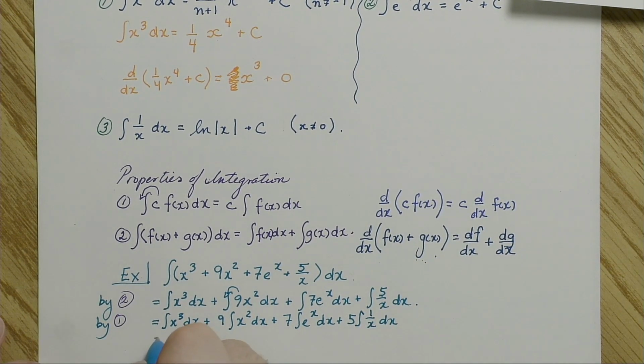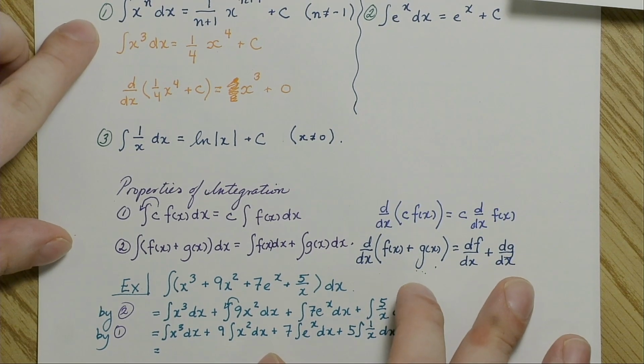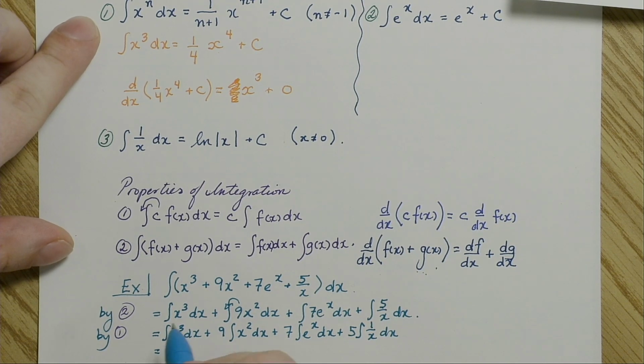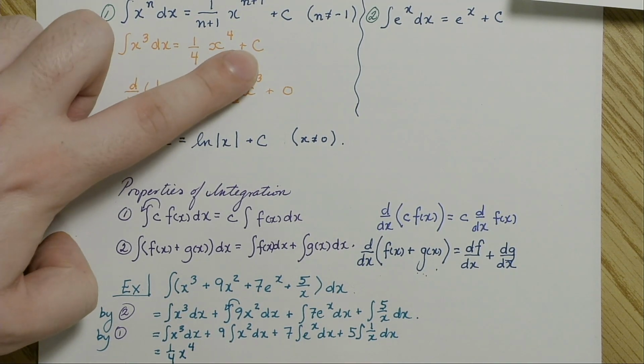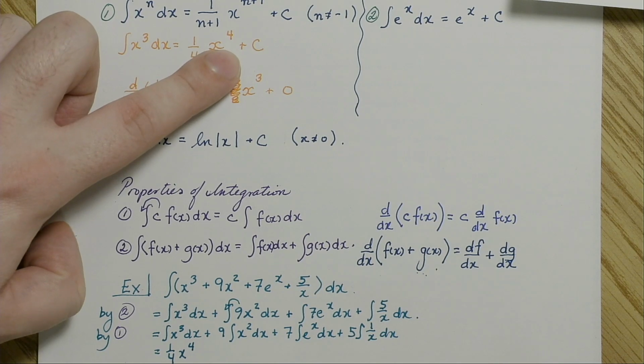And then we can start to apply rules. So we have rule 1 that we can apply to this one. Oh, we already did it right here. So the integral of x cubed is 1/4 x to the 4th. Now don't worry about the constant yet. We just tack that on at the end, so don't worry.